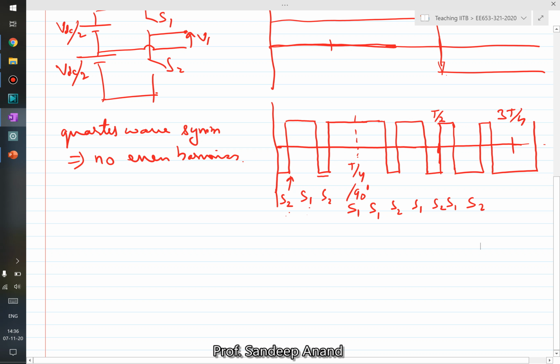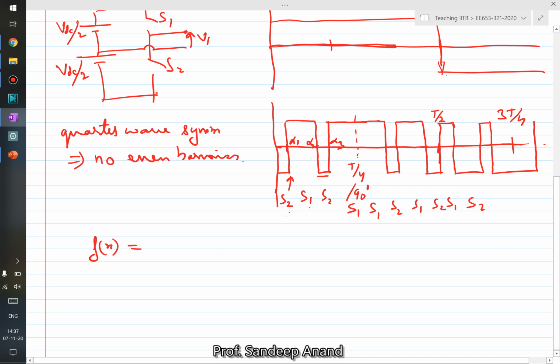But now what have we gained? Let's say these instants of switching, let me define them as alpha 1, alpha 2, and alpha 3. The other angles you can write in terms of alpha 1, alpha 2, and alpha 3. So what we have gained is control: we can manipulate these alpha 1, alpha 2, and alpha 3 values to get some gain out of it. What is the gain? The gain is in terms of lower order harmonics.